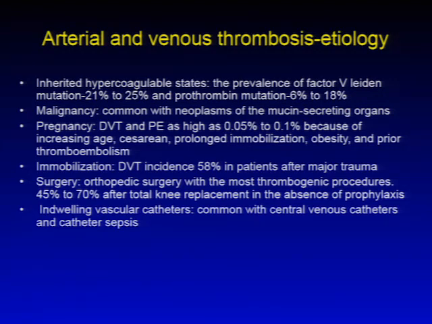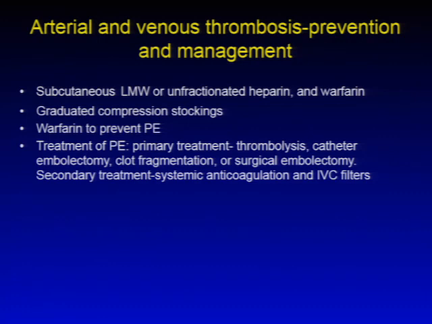For surgeries, orthopedic surgeries are the most thrombogenic procedures, 45 to 70% after total knee replacement in the absence of prophylaxis. Indwelling vascular catheters can be the problem, which is common with the central venous catheters and catheter sepsis. Further management and treatment.